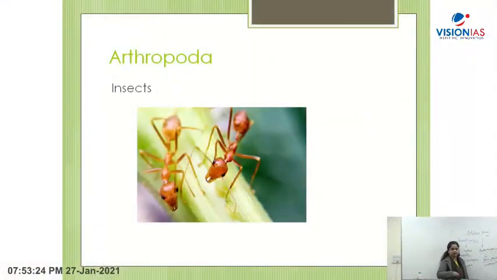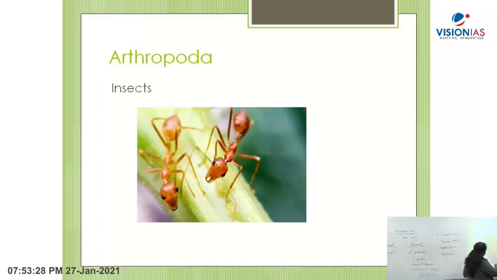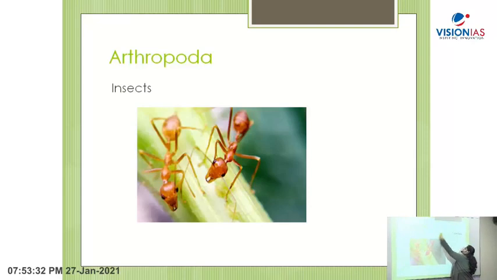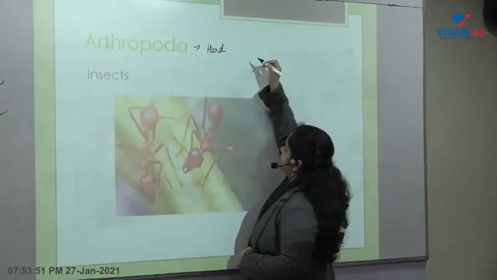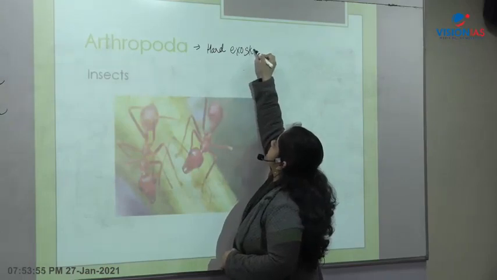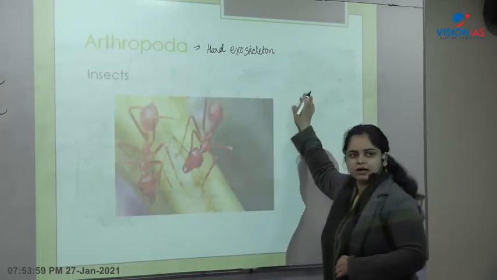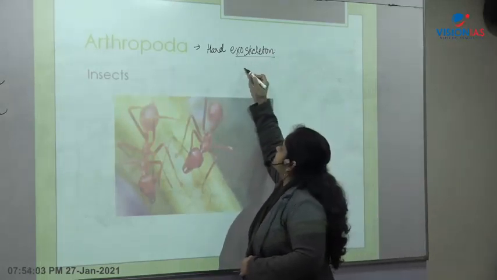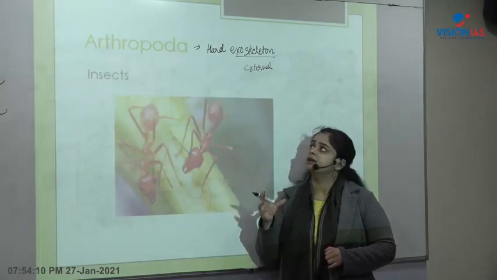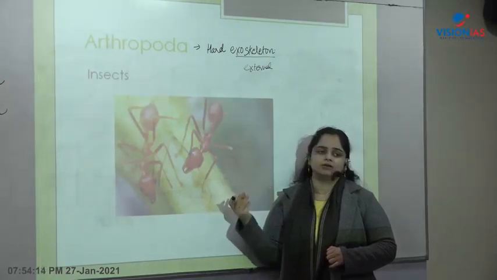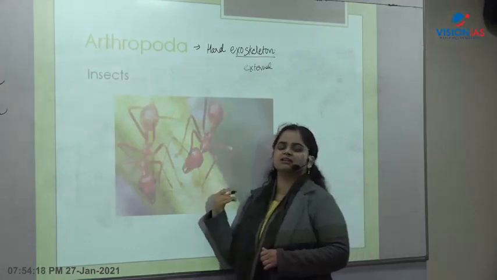Next group, Arthropoda. Now this is a group which has the maximum number of organisms. Out of all the organisms which are there, the maximum number of organisms are in this group. What is its property? Arthropods have, please write this down, a hard exoskeleton. Hard exoskeleton means external skeleton. So their outside covering is hard. That is their main property.